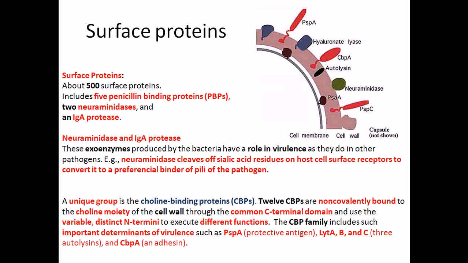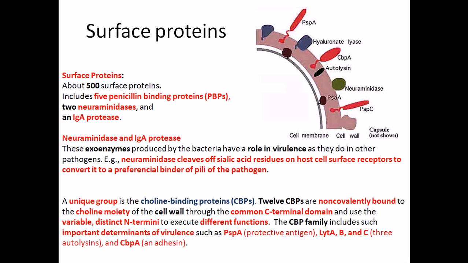And a unique group of choline binding proteins, CBPs. These short terms are very much used in this case, CBP, PSP and so on. So CBP means choline binding protein. They have about 12 choline binding proteins, and they are non-covalently bound to the choline moiety of the cell wall through the common C-terminal domain.